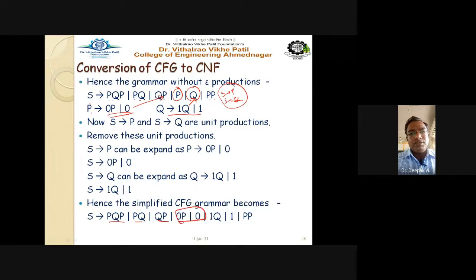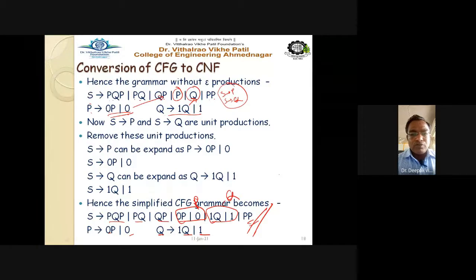0P0, this is replaced for P, and 1Q1, it is replaced for Q. This is capital P, right? And PP as it is. And the next term is P gives 0P and 0, whereas Q gives 1Q and 1. So this is our simplified grammar.